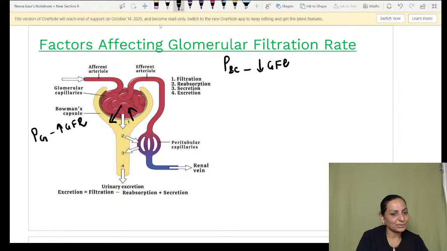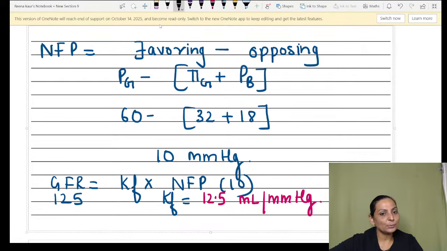Right? So net filtration forces is equal to favoring force minus opposing force. The only favoring force is the hydrostatic pressure of the glomerular capillaries, which is 60 mmHg, minus the opposing, that is colloidal osmotic pressure of the glomerular capillaries and hydrostatic pressure of the Bowman's capsule, which contribute to 32 plus 18, and therefore the net filtration pressure across the glomerular capillaries is 10 mmHg. GFR is equal to net filtration pressure into Kf.